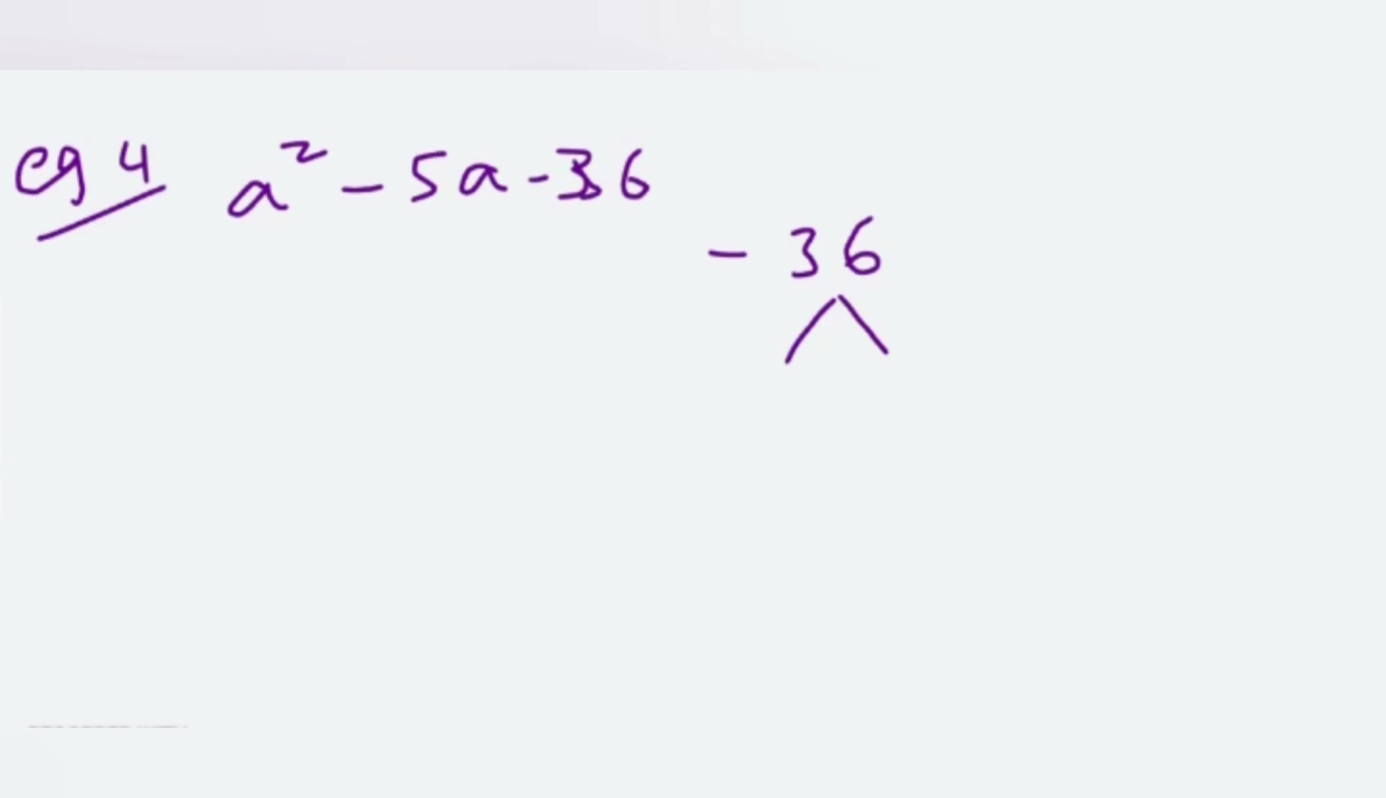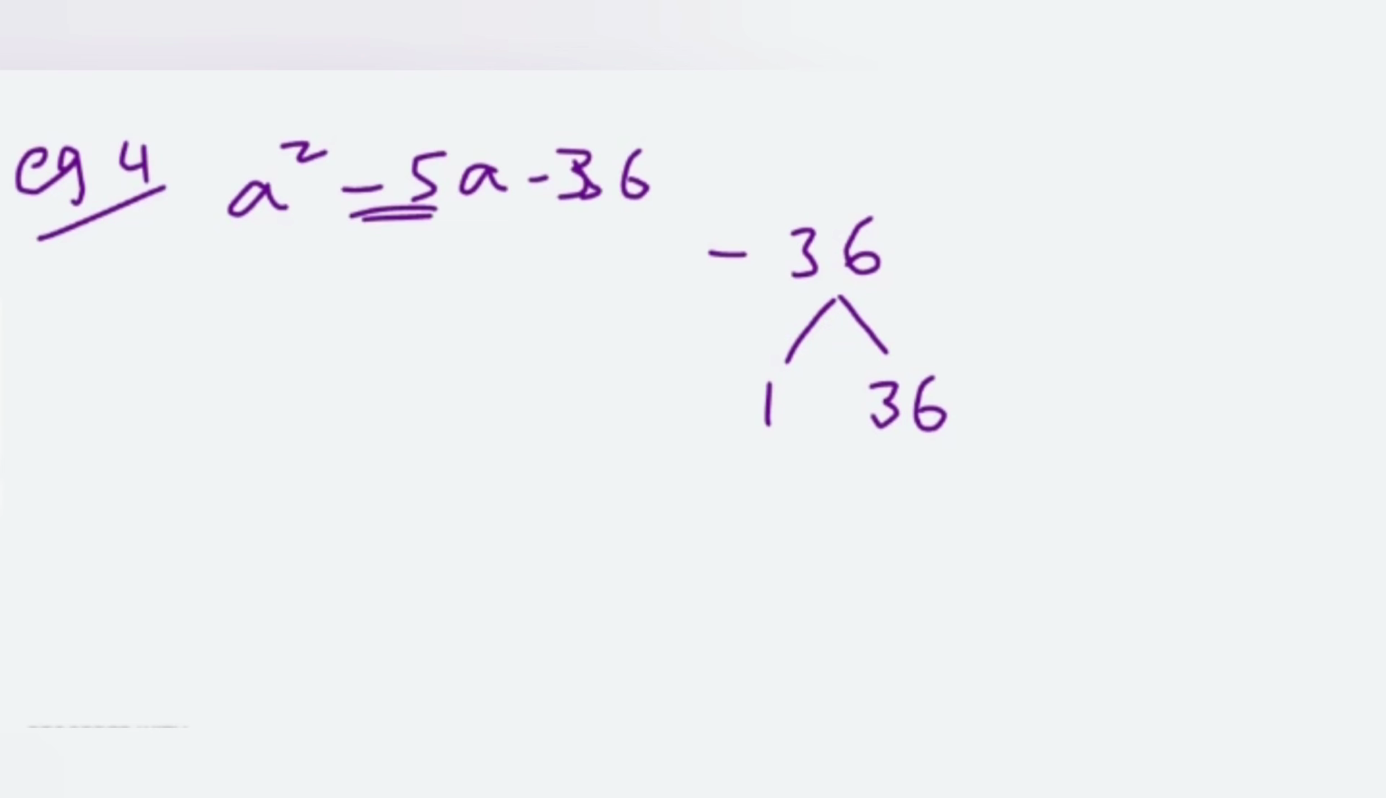Example number 4. Now let us take for example a square minus 5a minus 36. Minus 36 we will take for factors. For minus 36, what are the factors? Here actually the number is negative, so we need one positive factor and one negative factor. If you multiply one positive number and one negative number, only then you get a minus sign. So what are the factors? Let us see now. 1 and 36.